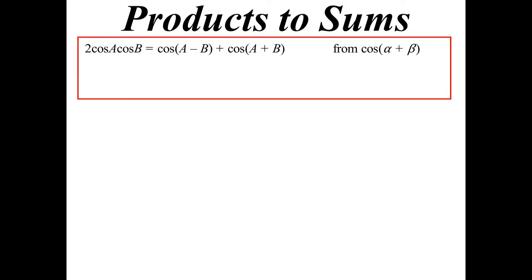Products to sums. How do we convert a product of two trigs into a sum of two trigs? Basically it's using our compound angles but in reverse. So you sort of have to think where it comes from. If I've got 2 cos cos, it must have come from the expansion of cosine, because the expansion of cosine, we remember, is cos cos minus sine sine.